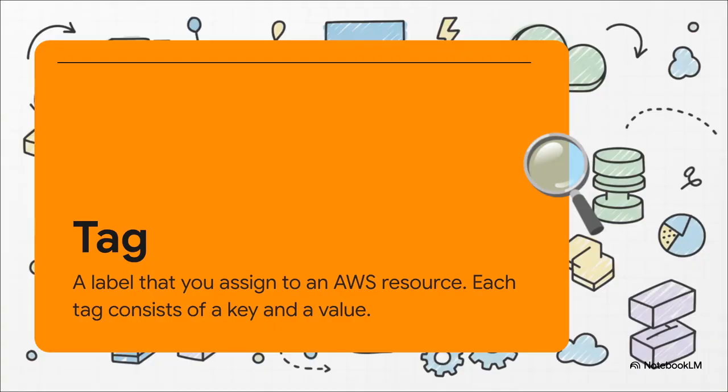So what is a tag officially? Well, AWS calls it a label you assign to a resource. It's made up of a key and a value. That's it. It's just metadata, data about your data. But don't let that simplicity fool you. As we're about to see, these little key value pairs are incredibly powerful. They are literally the key to getting visibility and control back.